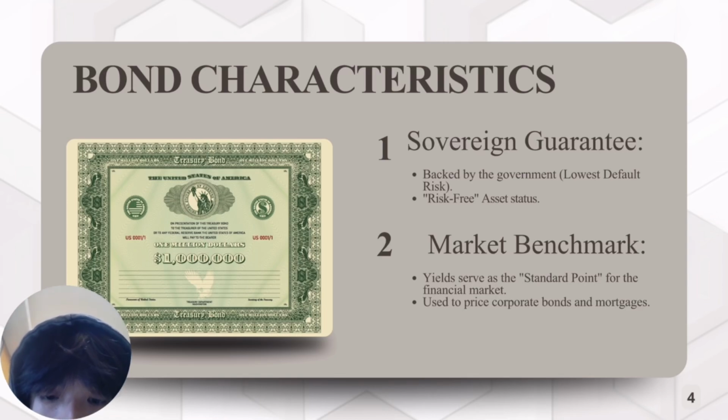To summarize, government bonds are essential tools for governments to raise money and for investors to find safety. Their characteristics of being a safe haven and a market benchmark make them incredibly important. However, even these safe assets face risk when the economic environment changes. So, what happens when risk rises?